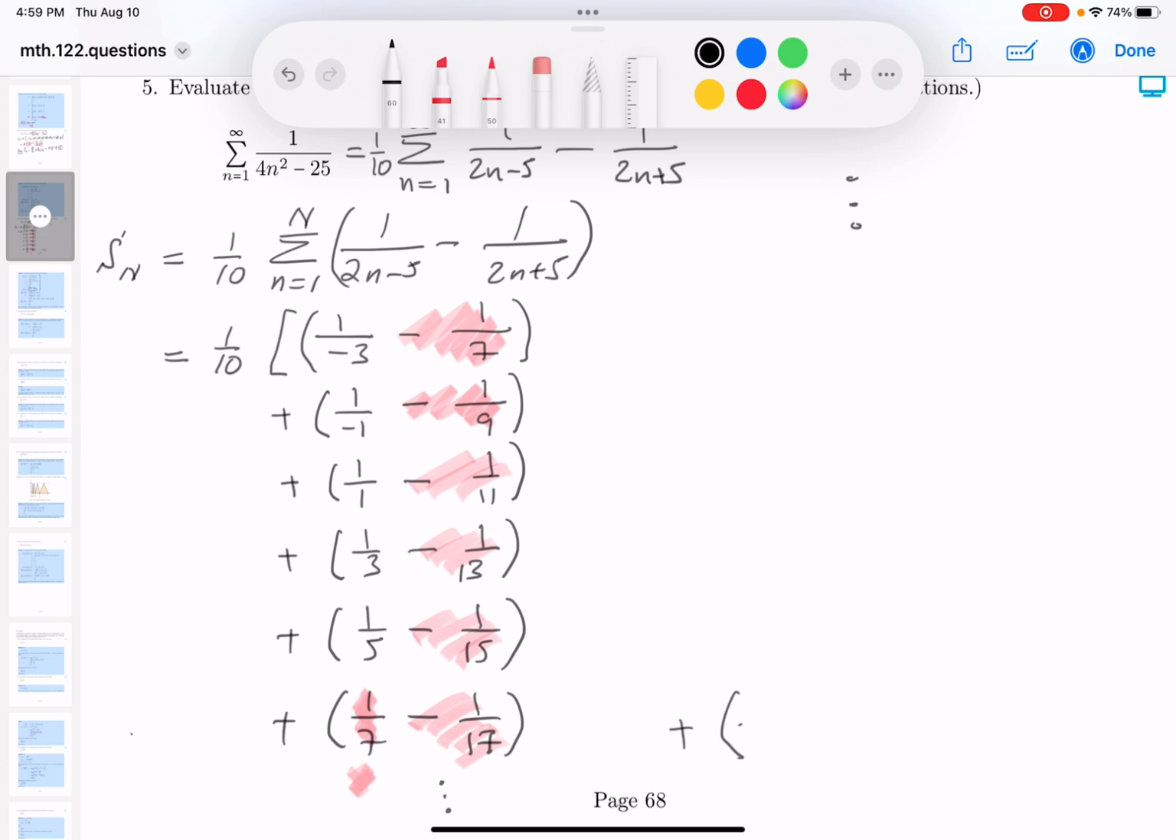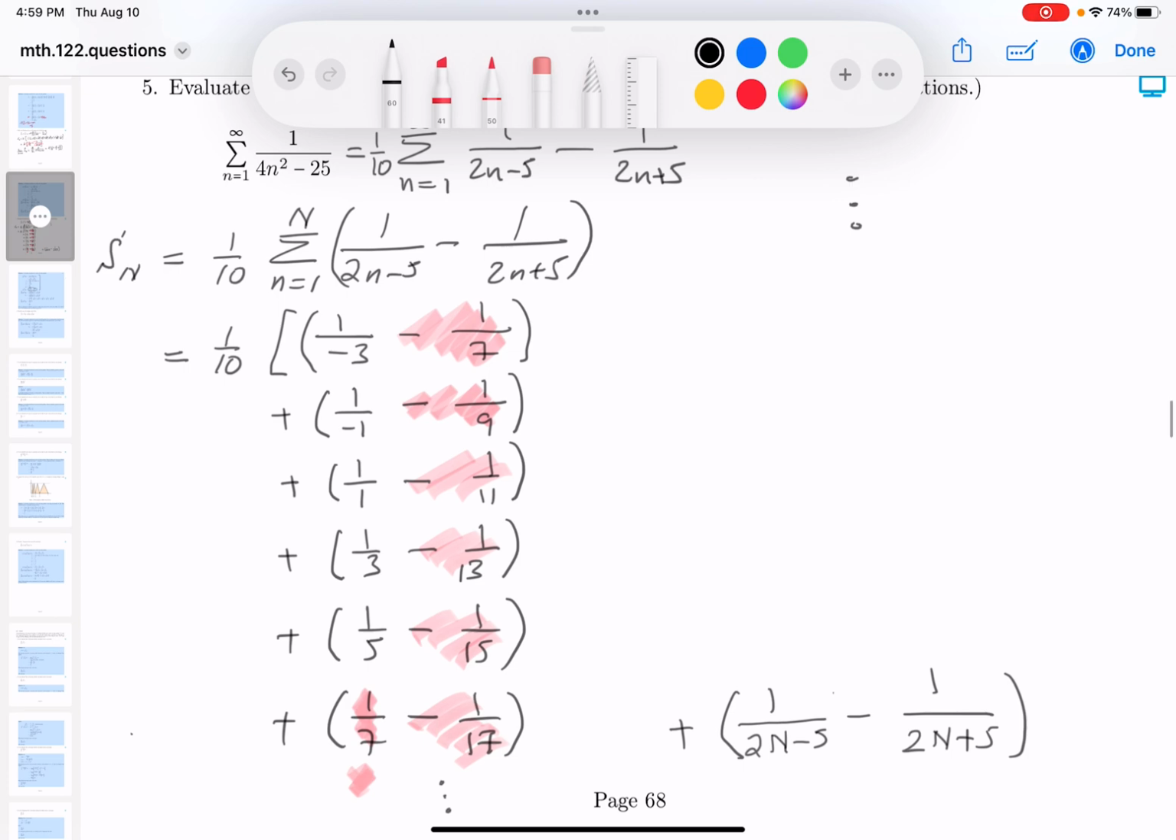And what's the end going to be? I got to be careful here. It's going to be 1 over 2 big N minus 5. Whoops, I went too quick, though. I shouldn't have done that. Minus 1 over 2 big N plus 5. Now, notice how in the forward direction it's adding 2. Now I'm going to be taking away 2. All right, let me do that.